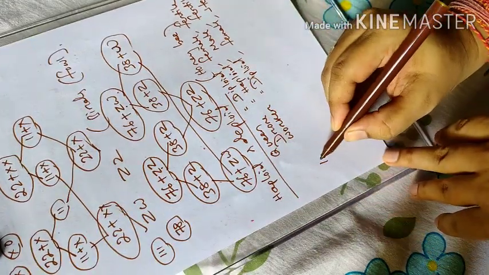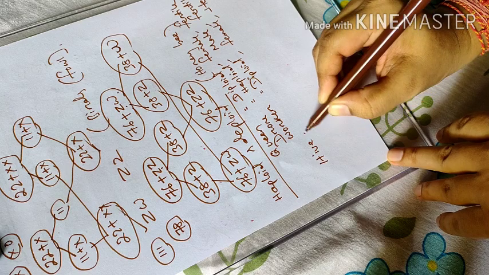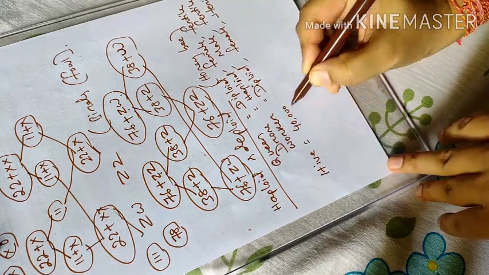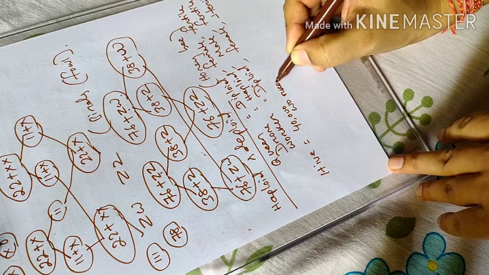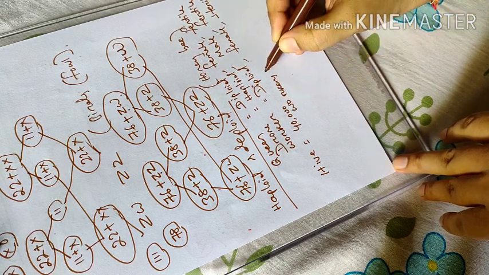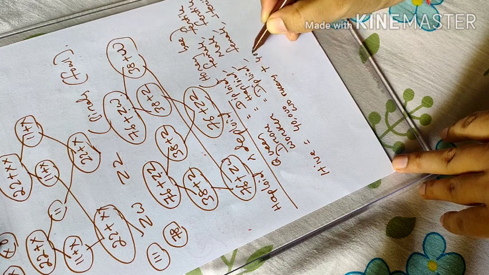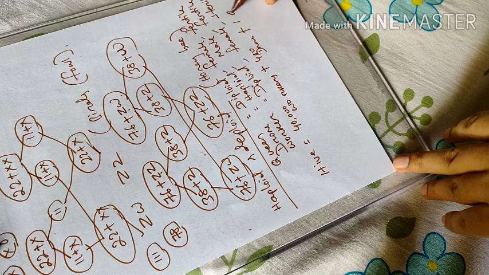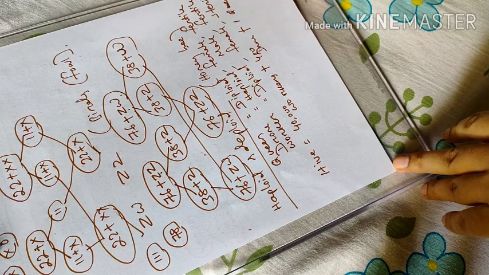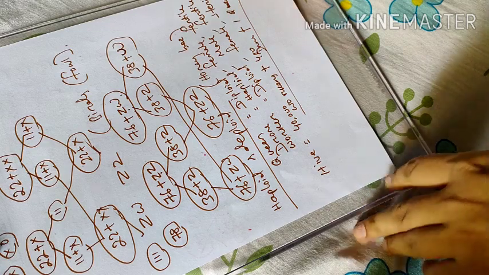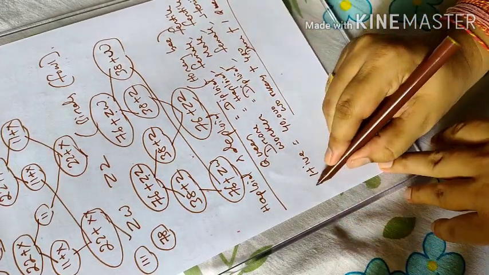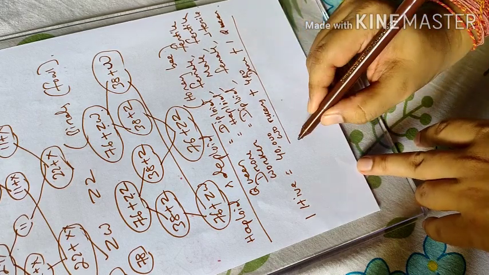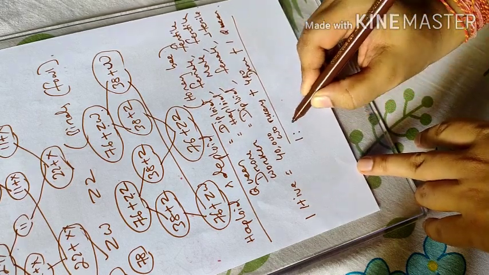In one hive, around 40,000 workers plus 400 drones plus one queen. This is the average case, the average population in one hive. That means the ratio between drone and worker is 1:100.